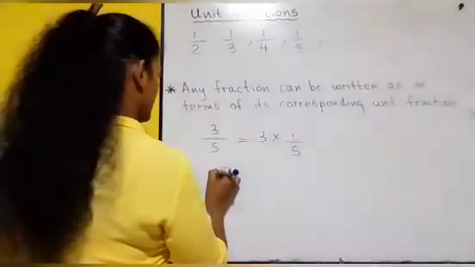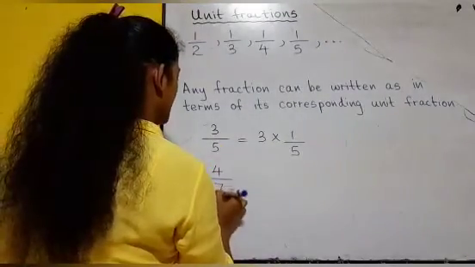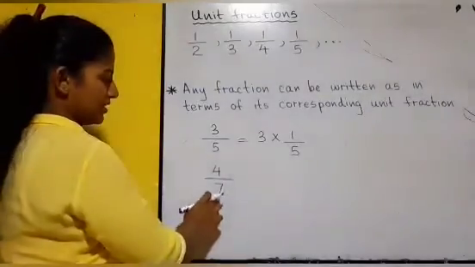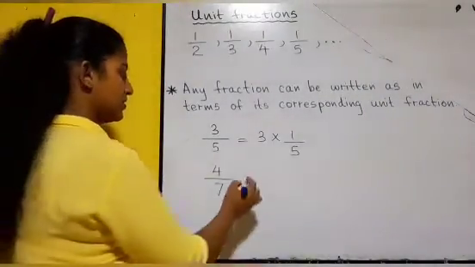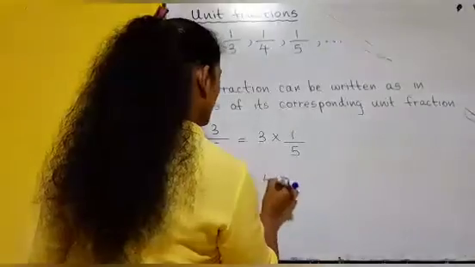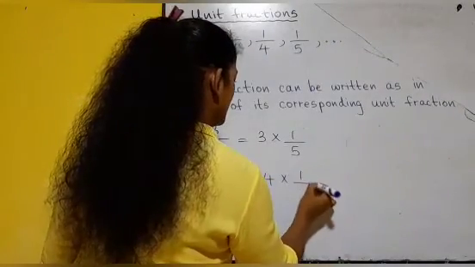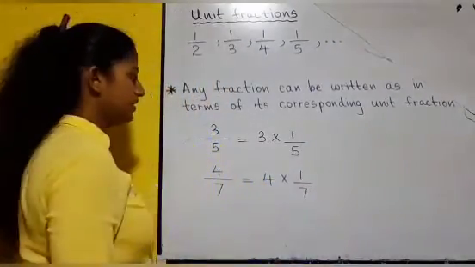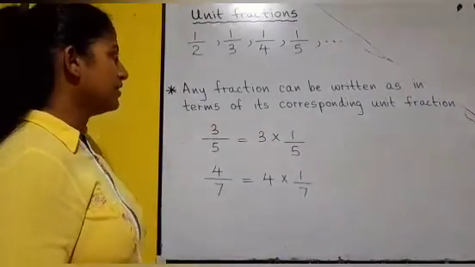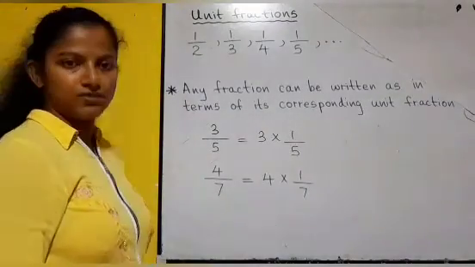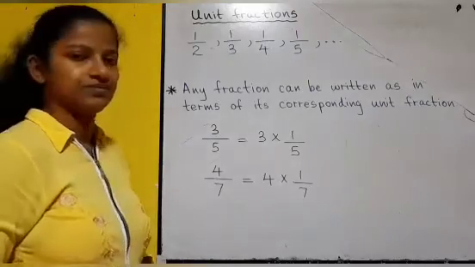Then another one, 4 over 7. The corresponding unit fraction here is 1 over 7. So, this can be written as 4 1 over 7s. That is the way we are writing it with its corresponding unit fraction.